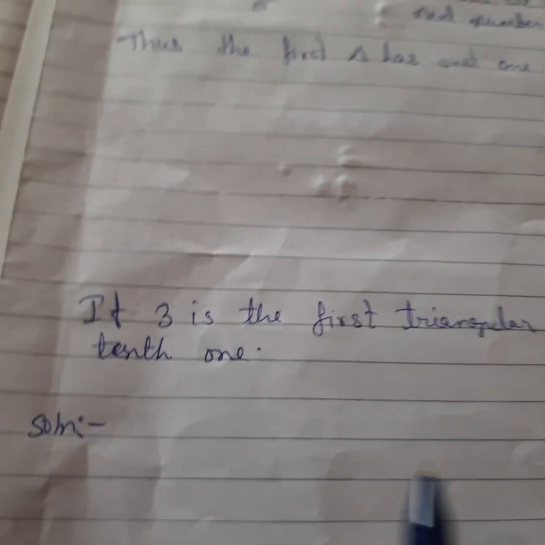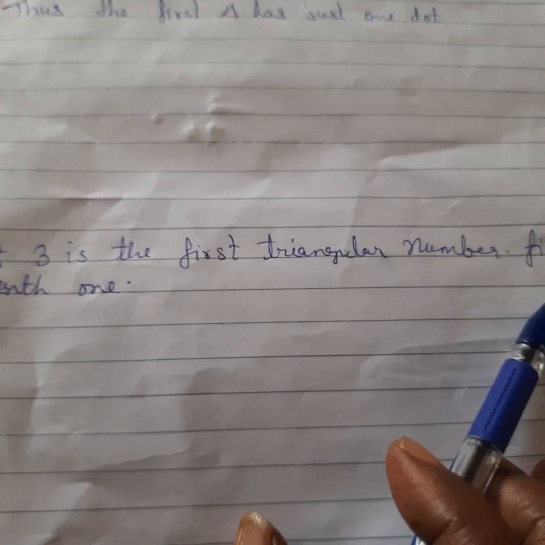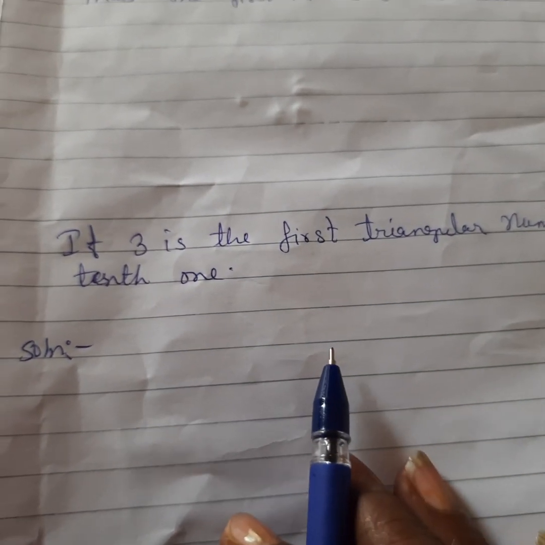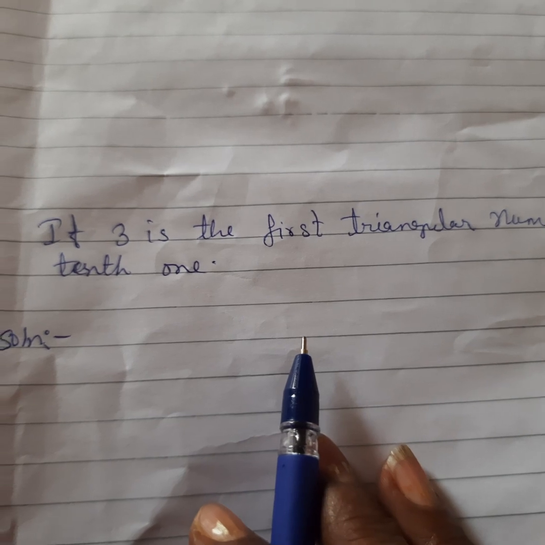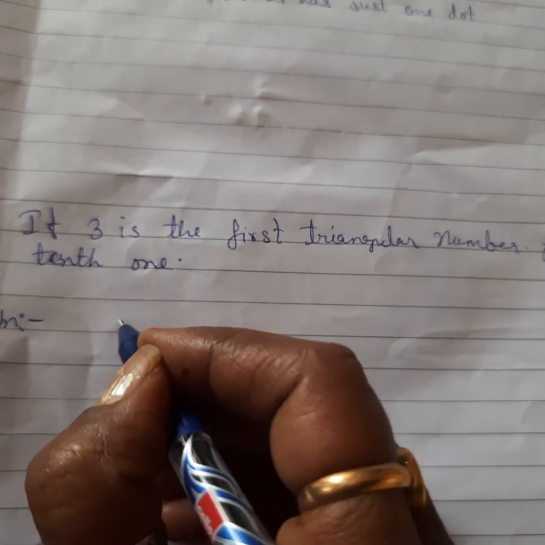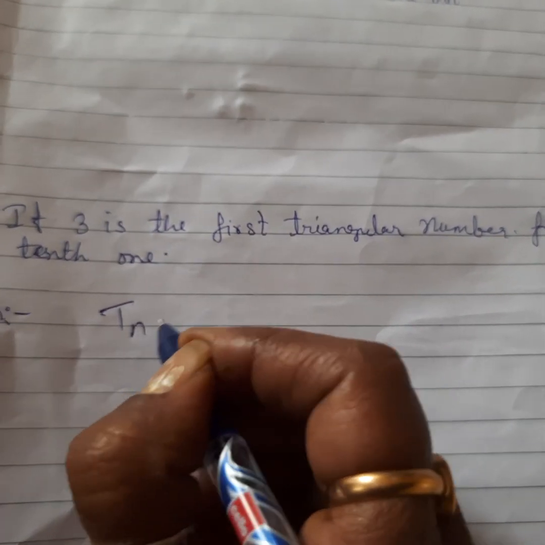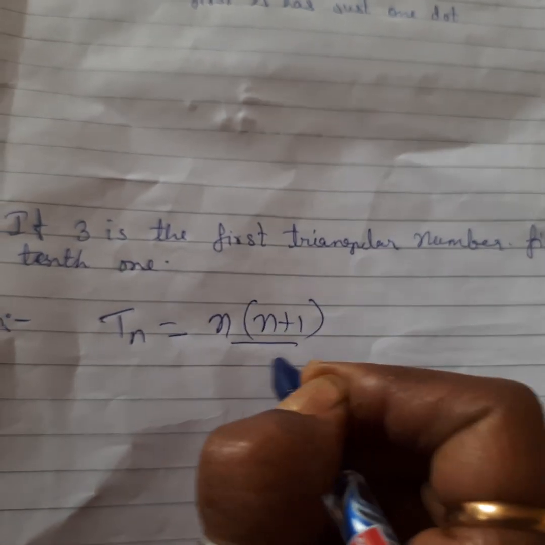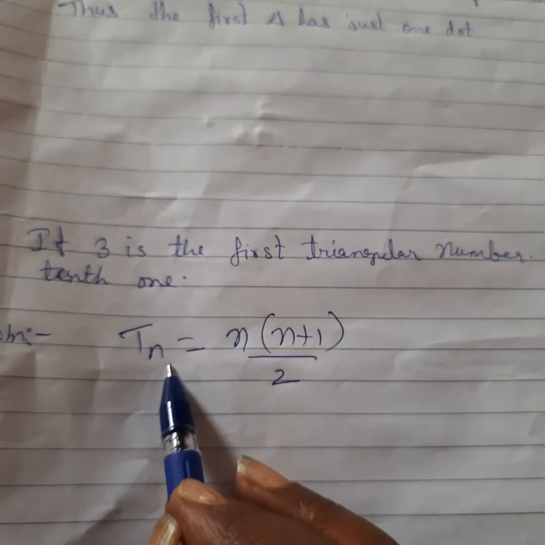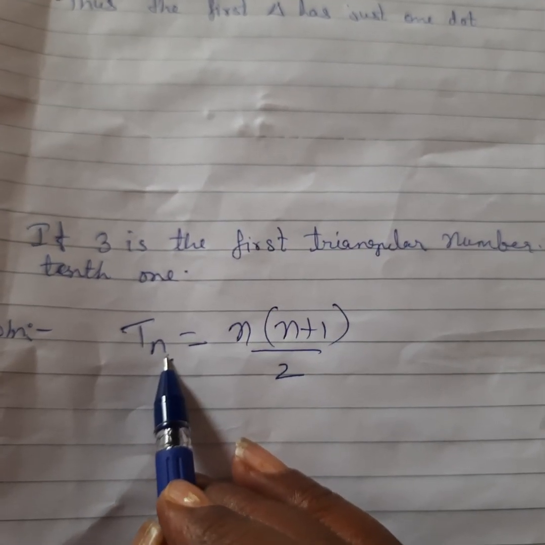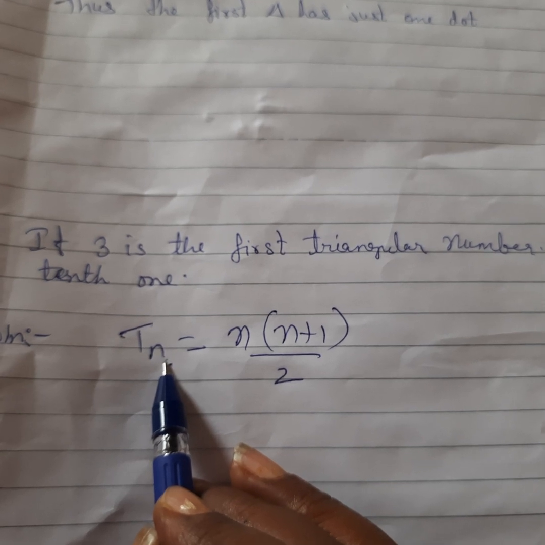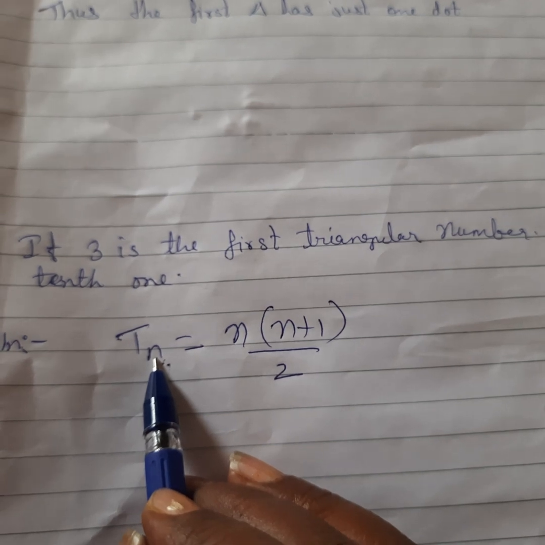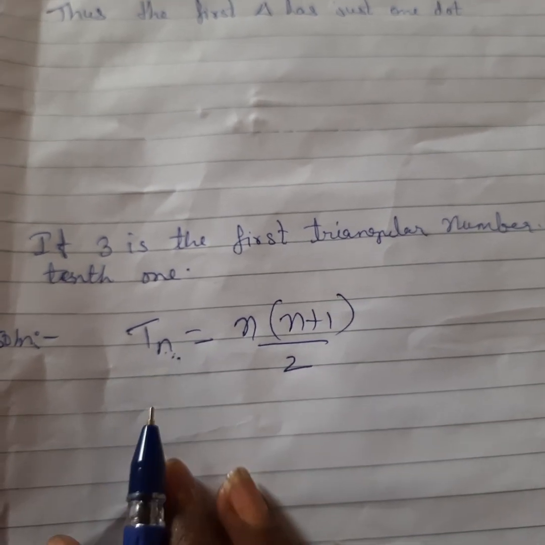the dots. So if there's a question, if 3 is the first triangular number, then find the 10th one. So how do we find out, children? It's very easy. We have to use the formula over here. If you remember, in my last video I had given that formula, that is Tn is equal to n bracket n plus 1 divided by 2. What is n? N is the natural number or the sequence, you can say.